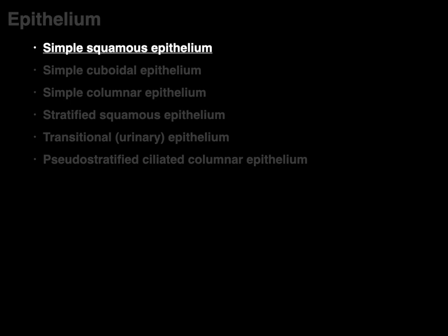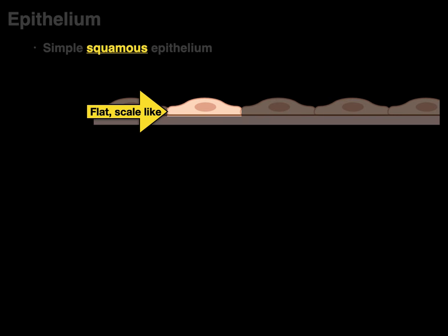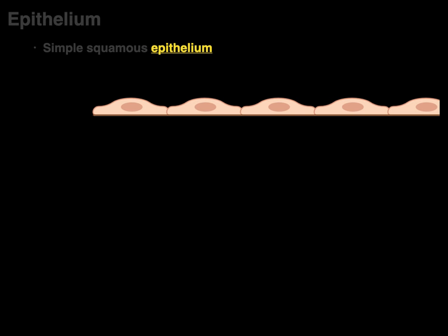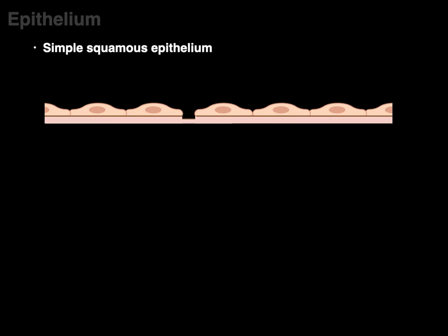Let's start with simple squamous epithelium. So simple squamous epithelium gets its name because the word simple means one layer. And one layer of cells anchored to that brown basement membrane. Squamous gets its name because it means flat or scale-like, because the cells look like a frisbee. And there's the word epithelium. So let's add all that together. We get simple squamous epithelium, which is a bunch of one-layer flat cells.